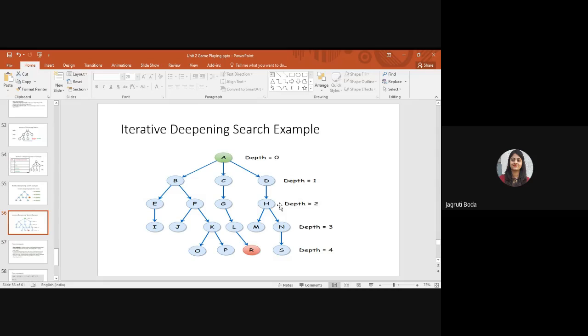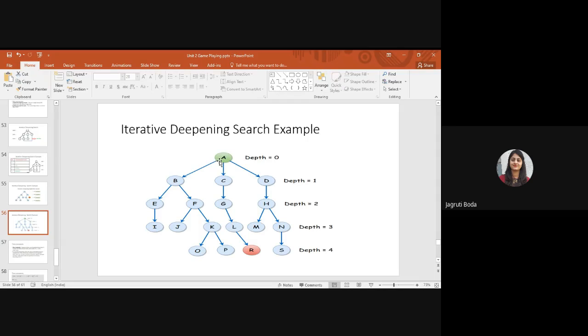Now we check. First of all, they start with the root node, then come to their child, that is B. Now B has a child E. Then E also explores its child I. Now B has a second child F. F has two children, J and K. Now K has two children, O and P. Now we backtrack here.